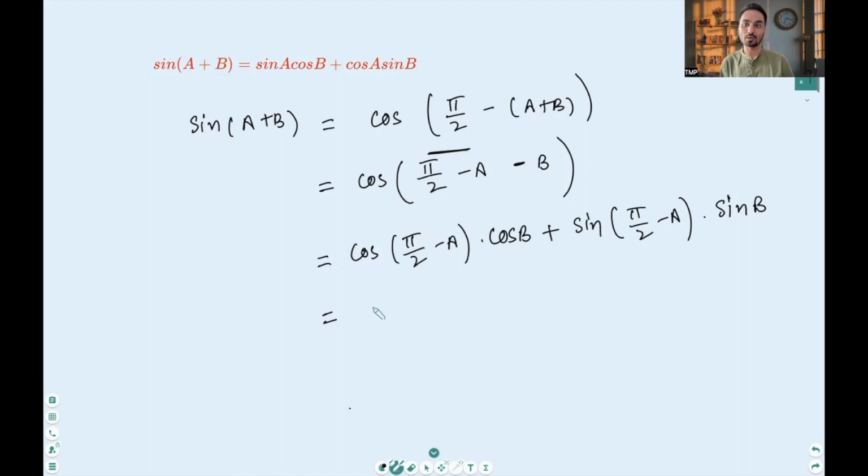And using cos (90 minus theta) as sine theta, we'll get sine A cos B. And sine (90 minus A) will be equal to cos A. So cos A sine B. And that gives you the formula of sine (A plus B) is sine A cos B plus cos A sine B.